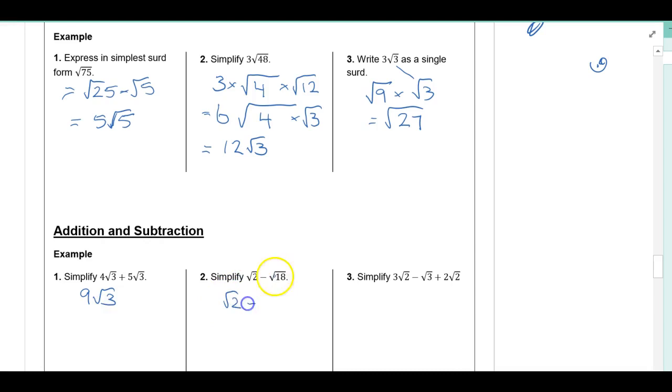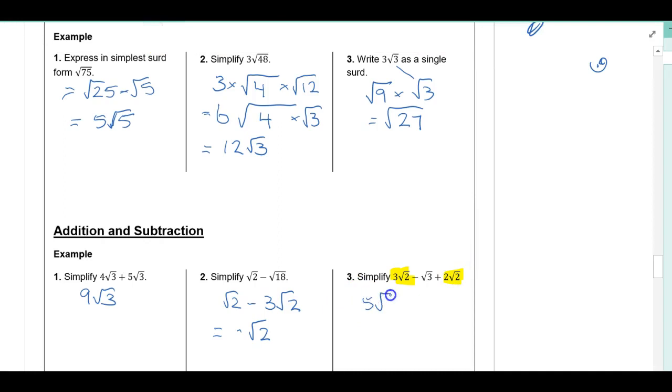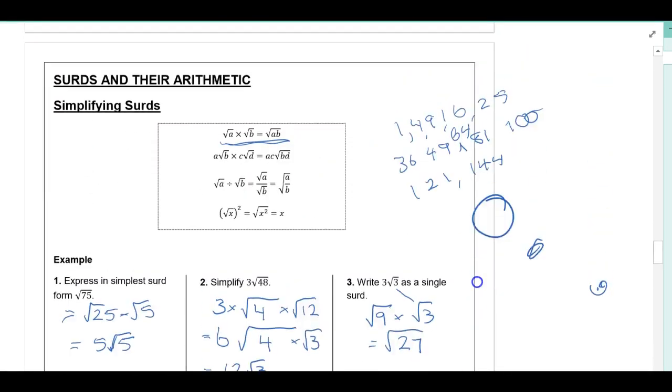This is root 2 minus root 18. I can't do anything, but my guess is that it can simplify to be something root 2, and I've got that because 9 2s are 18 and root 9 is 3. So the answer is minus root 2. Here I've got, this is a like term with this. So it's going to be 5 root 2, and I can't do anything to the root 3, so I've just got to leave it.